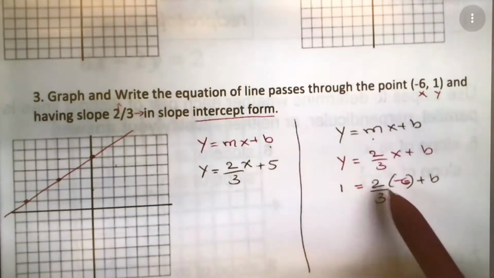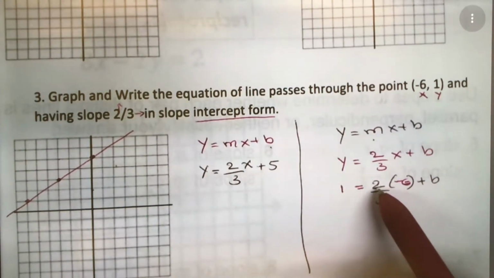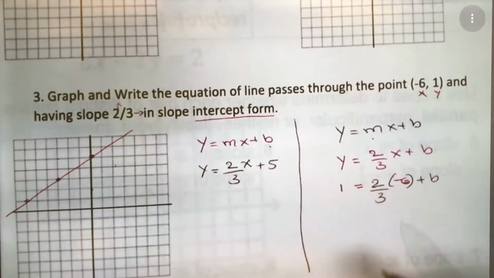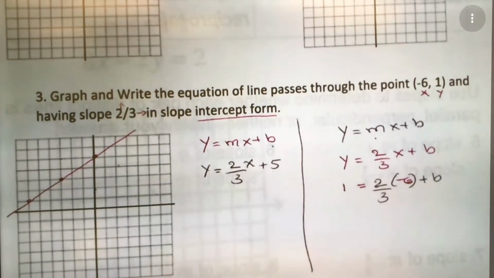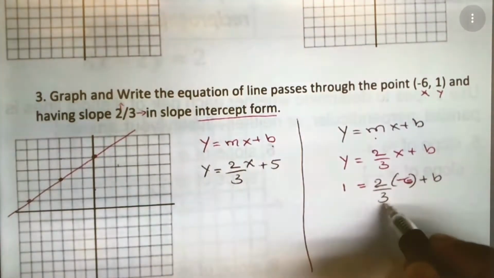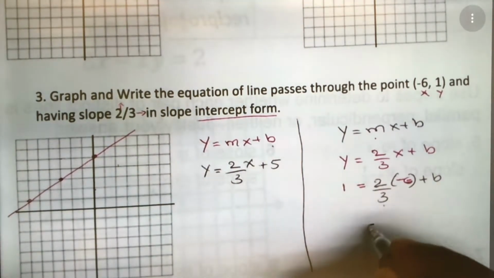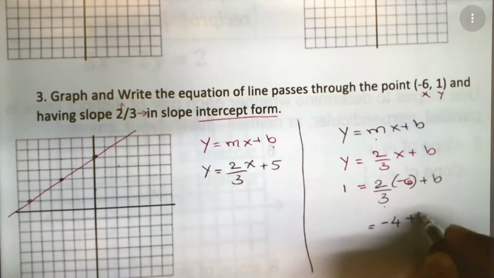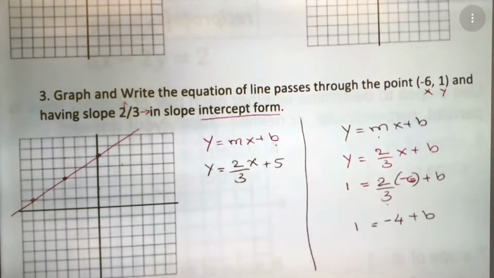When you multiply the fractions, multiply the numerators. So 2 times -6 is -12. Then -12 divided by 3 is -4. So I get -4 plus b on the right side and 1 on the left side.